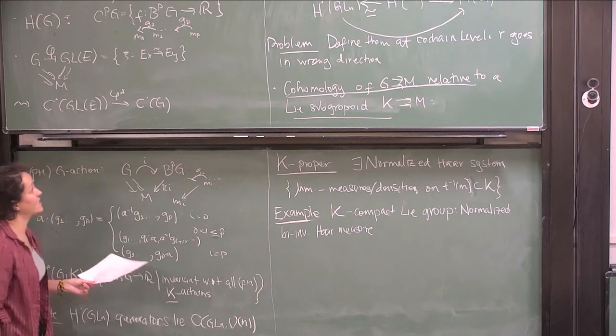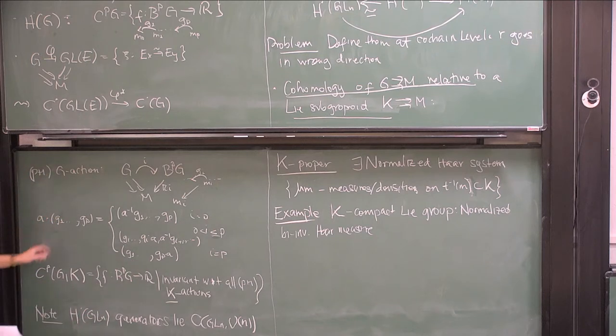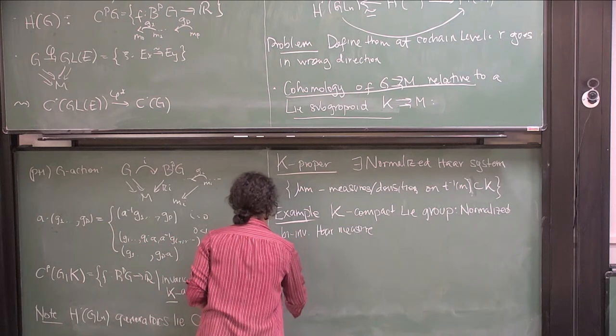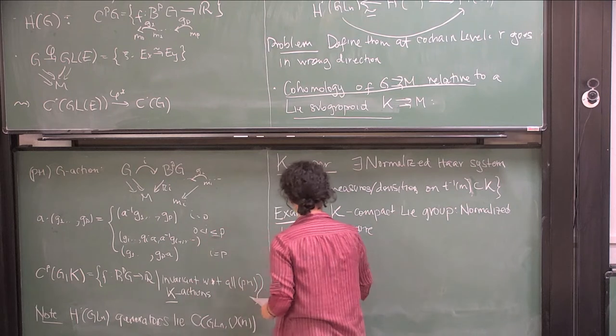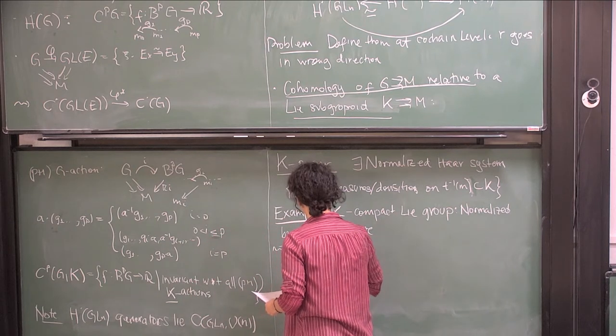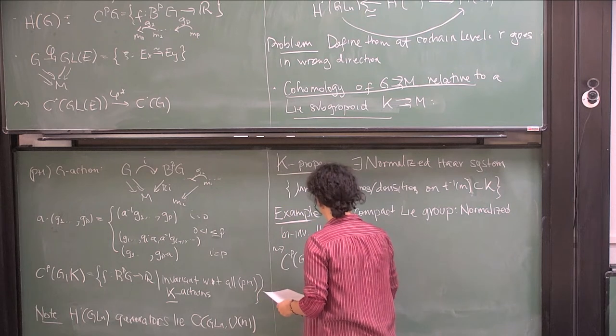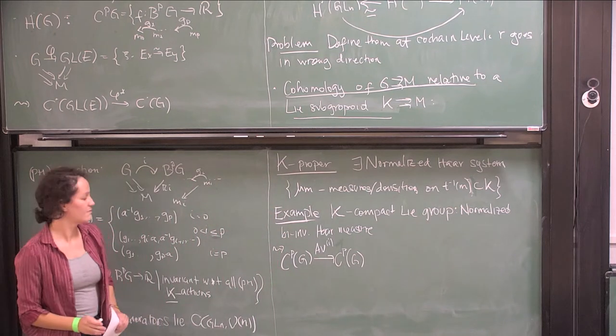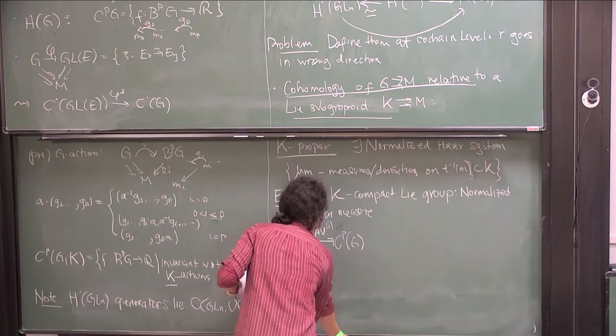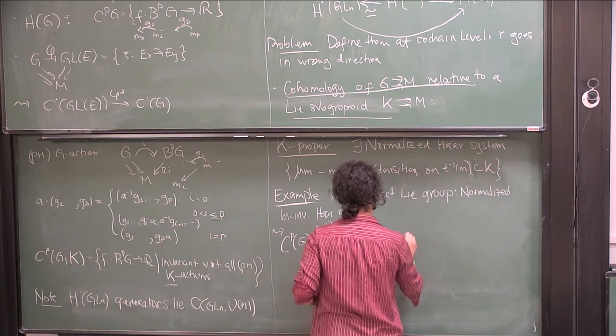So in this case, you see I have these actions, okay? What I can do is take the averaging with respect to each of the actions using a normalized Haar system on A. And this also shows up in the paper with Eckhart for the groups, but it works here also. So this is integration. It's given by integration.